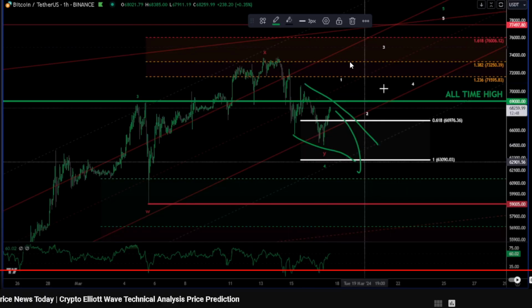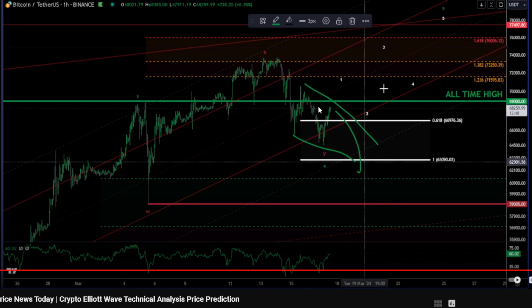Now, this is off the last video I posted. I suggested either we had a bottom in play here between the 618 and the 1-to-1 extension of this W wave off the X, right from our B zone, and we were looking for a 5-wave move in a diagonal, or we reject and come back down to the 1-to-1 and attempt that move again.